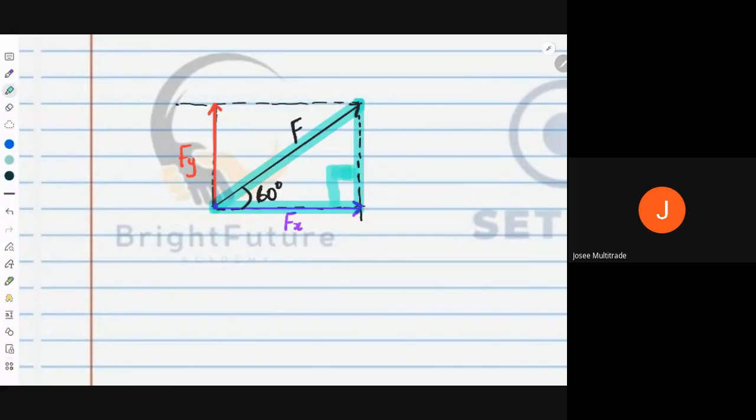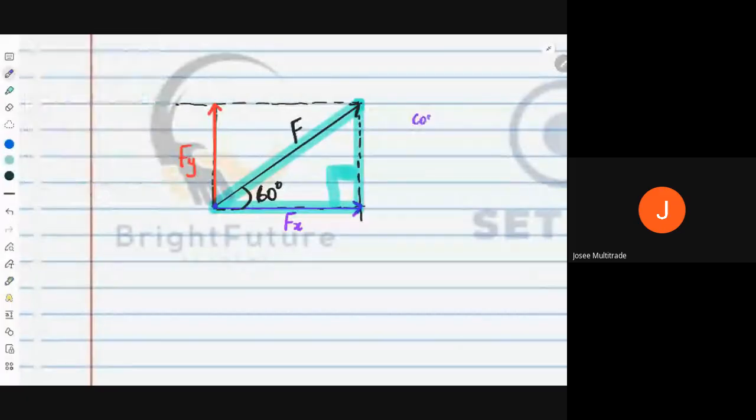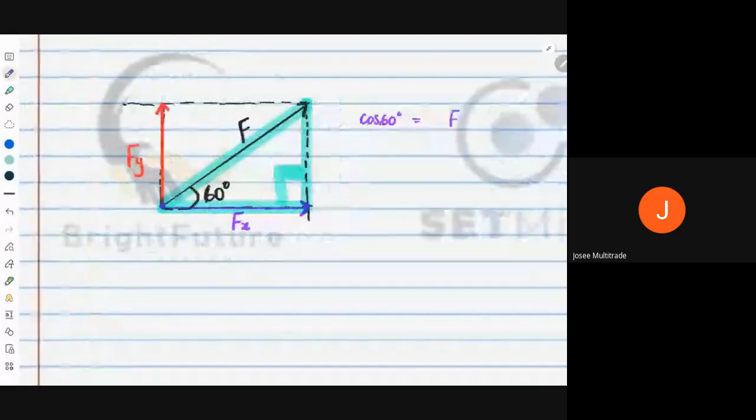Now, from here onwards, it's just the maths. How do we find the side adjacent to the angle in the right angle triangle? We use cos in this case. Cos 60 is equal to adjacent over hypotenuse, where our hypotenuse is F. That's it. Right. And then how do we find the opposite side? We use sine. Sine 60 is simply Fy over F. Opposite over hypotenuse.